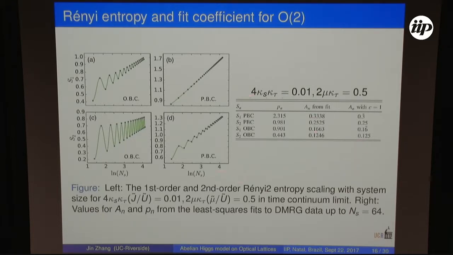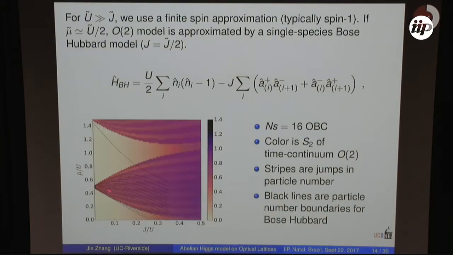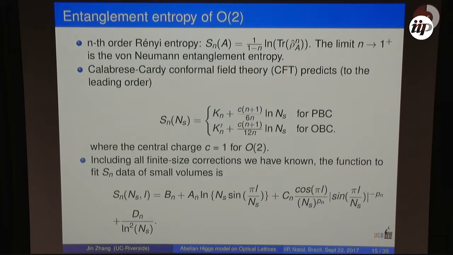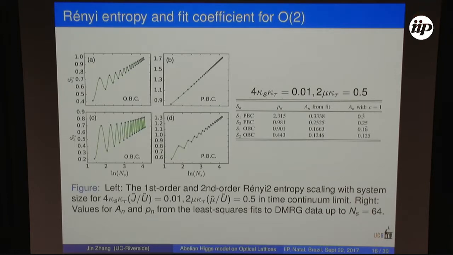So this is for kappa s, kappa tau equals 0.01. In this language, it's J tilde over U tilde equals 0.001, which is in this region. We will prove that in this region the two models are the same. So first we calculate the O2 model for such parameters. We calculate up to Ns equals 64.